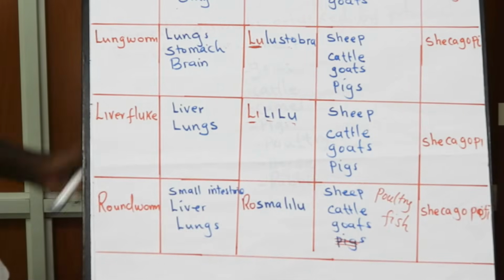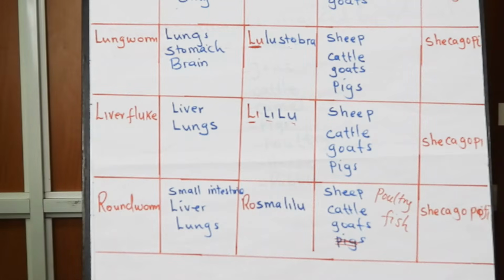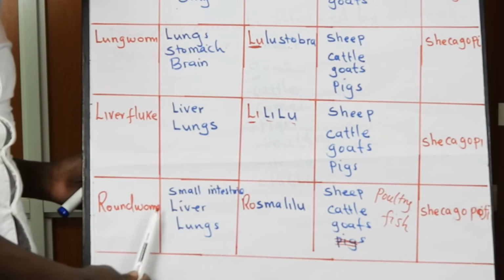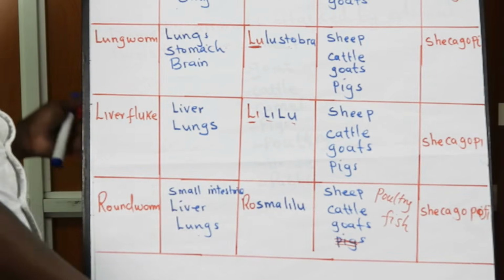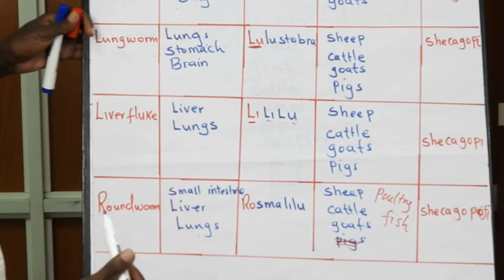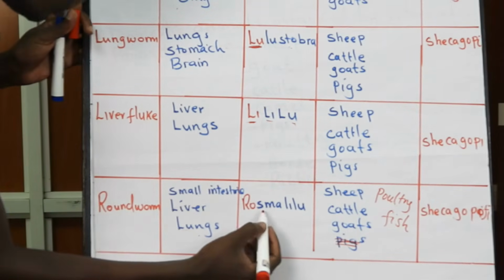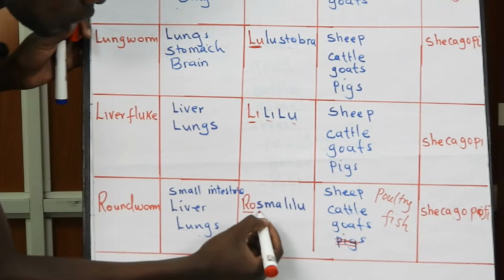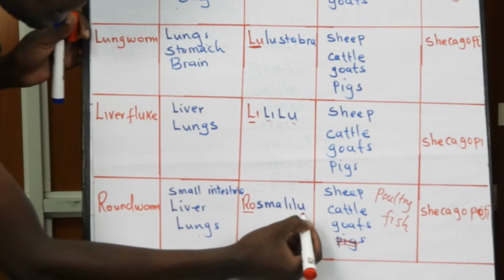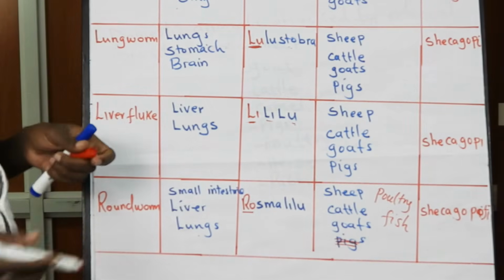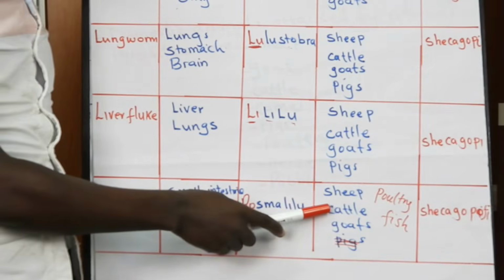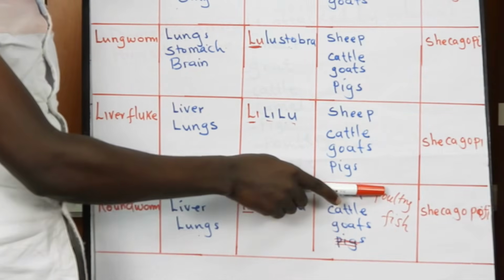Then we have the last internal parasite with me here, the roundworm. Roundworm attacks the small intestine, the liver, and the lungs. The formula for mastering the organs attacked by roundworm is Rosmalilu. Ro stands for roundworm, Sma for small intestine, Li for liver, and Lu for lungs. The animals attacked are sheep, cattle, goat, poultry, and pig.